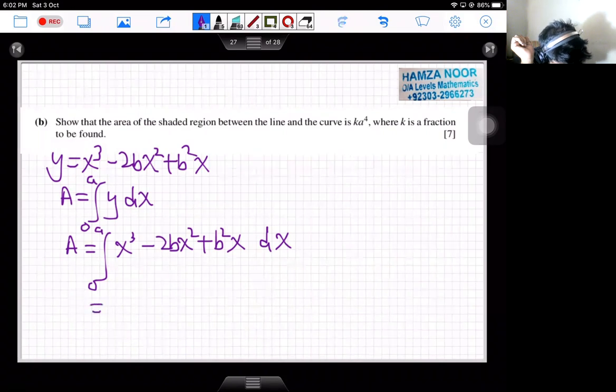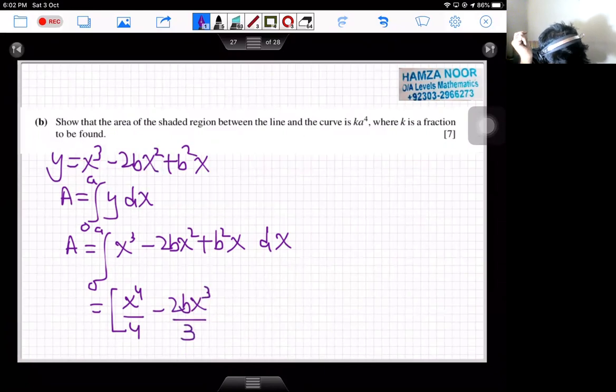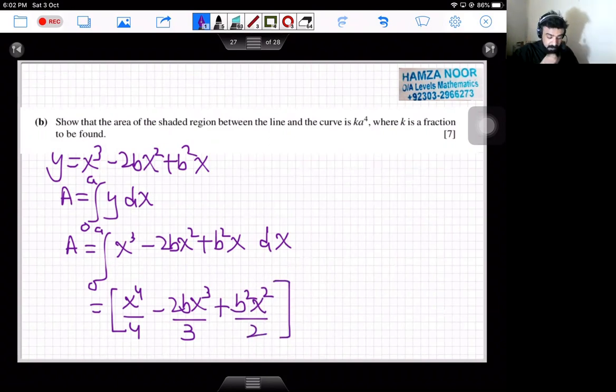So now I'm in the process of integration. So x raised to the power 4 over 4 minus 2bx cube divided by 3, and plus b square x square upon 2. This is the integrated function and the limits are a till 0. But wait a minute, in the earlier part we have found that b is equal to 3a.